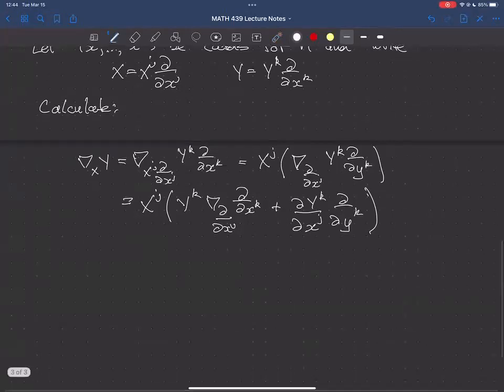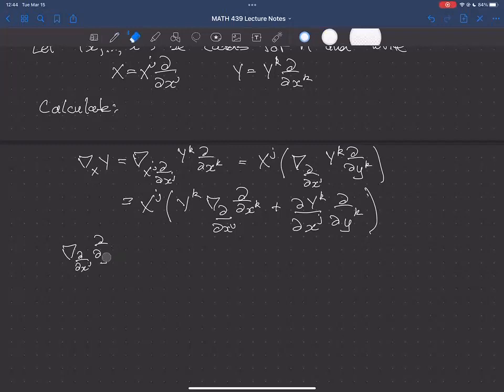And so nabla d by dxj of d by dxk is a vector field. Therefore, it's going to be a linear combination of the basis vector fields. And there's going to be some coefficients in that linear combination, and we don't know what they are. They're given to us by the affine connection.